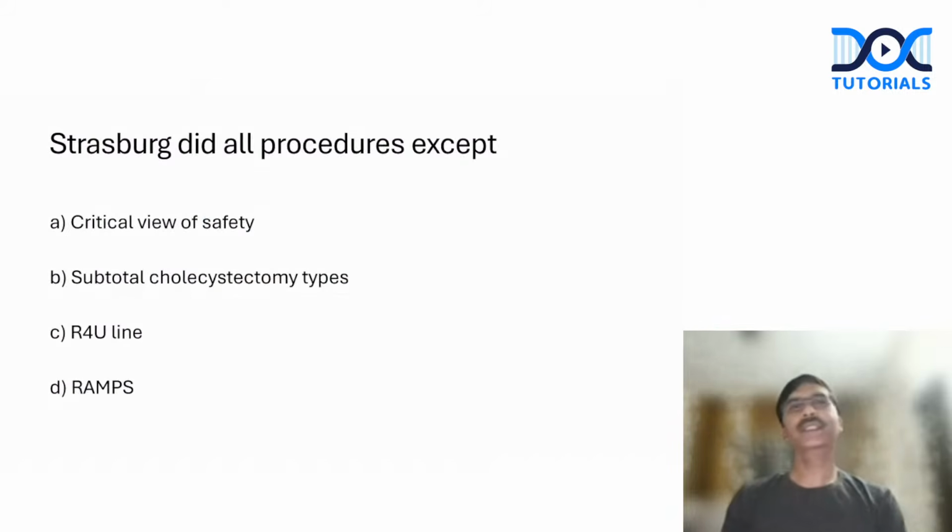The next question is Strasberg. Sorry for the spelling. Did all procedures except? He introduced the critical view of safety. He classified subtotal cholecystectomies. He described the R4U line, and he also described RAMS for distal pancreatosplenectomy. So the answer is he did not describe the R4U line.